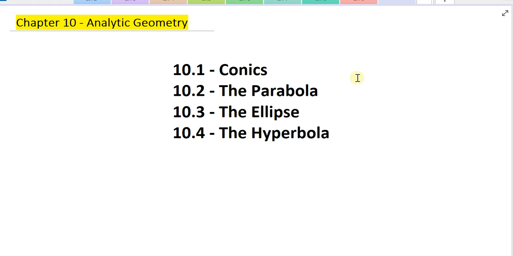Section 10.1 is just a description of conic sections, or simply conics. And really sections 2, 3, 4 is all we've got to do. We're going to discuss those conic sections. So let's begin with Section 10.1.